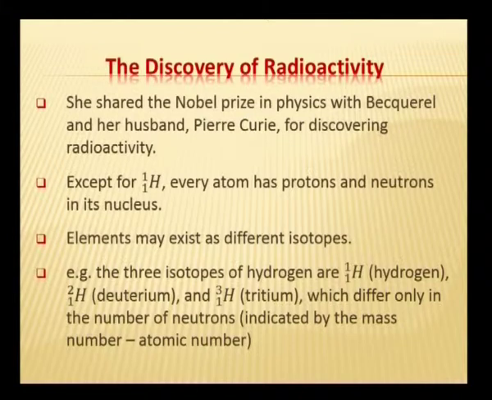It is called radioactive decay because the parent nucleus, the original nucleus, after giving rise to alpha, beta and gamma radiation, will become a new nucleus. It is called a daughter nucleus. A parent nucleus becomes a daughter nucleus, and again it keeps on emitting radiations until it becomes stable. From an unstable nucleus it becomes a stable nucleus. She shared the Nobel Prize, as I told you, with Becquerel and her husband Pierre Curie for discovering radioactivity.